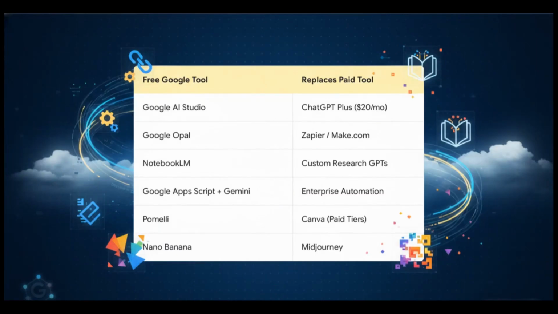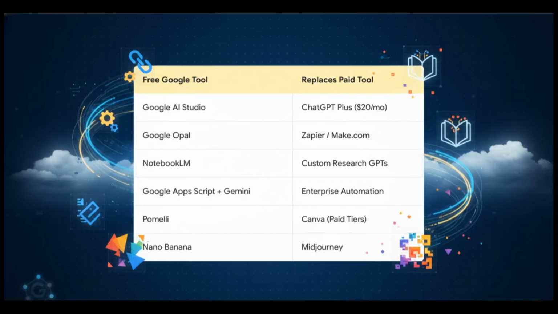All right, so check this out. Here's the lineup of what we're replacing. ChatGPT Plus, which is like $20 a month, gone. We've got Google AI Studio. Zapier, kiss that subscription goodbye, because we've got Opal. NotebookLM is going to take care of all your custom research. And for the really heavy-duty automation, you've got AppScript with Gemini. Oh, and for design, Pomeli and NanoBanana are stepping in for Canva and Midjourney. I mean, when you add it all up, you're looking at saving hundreds of dollars a year.